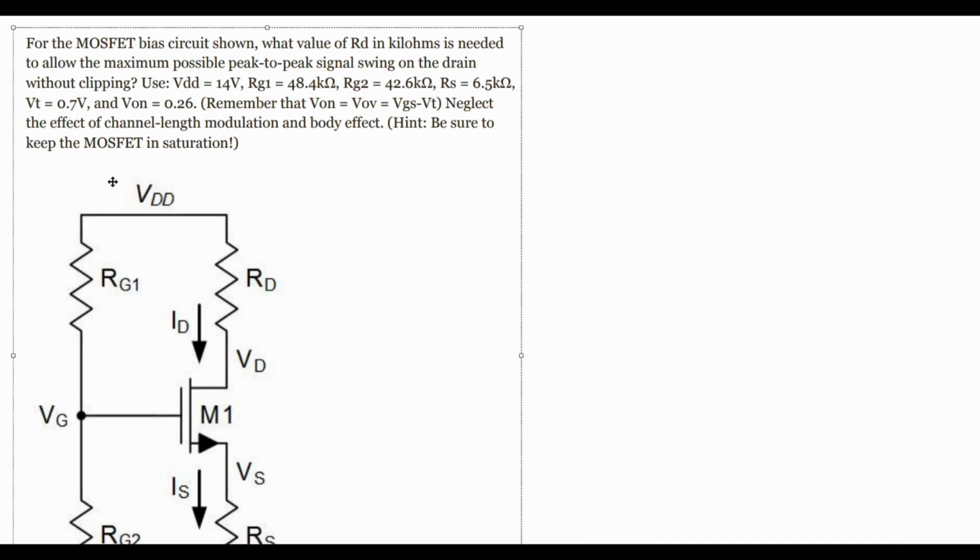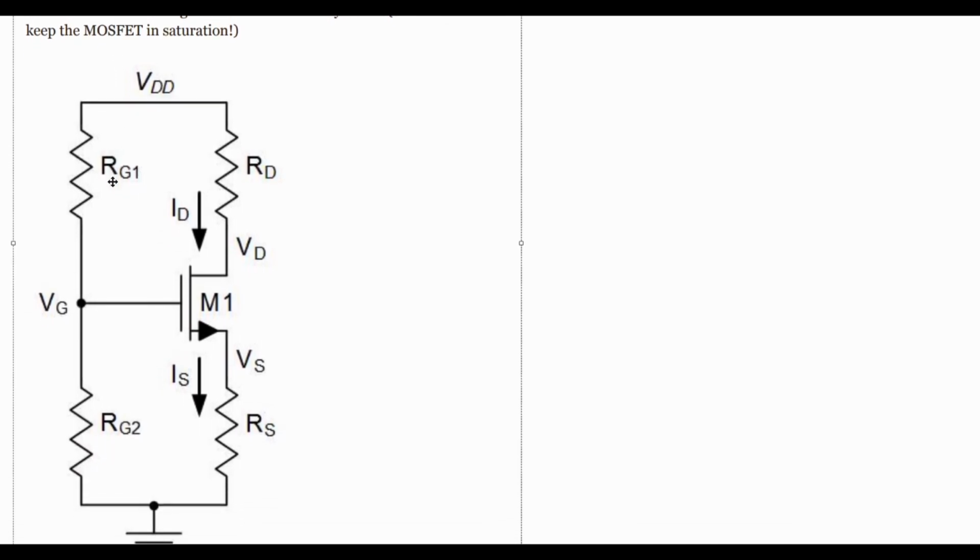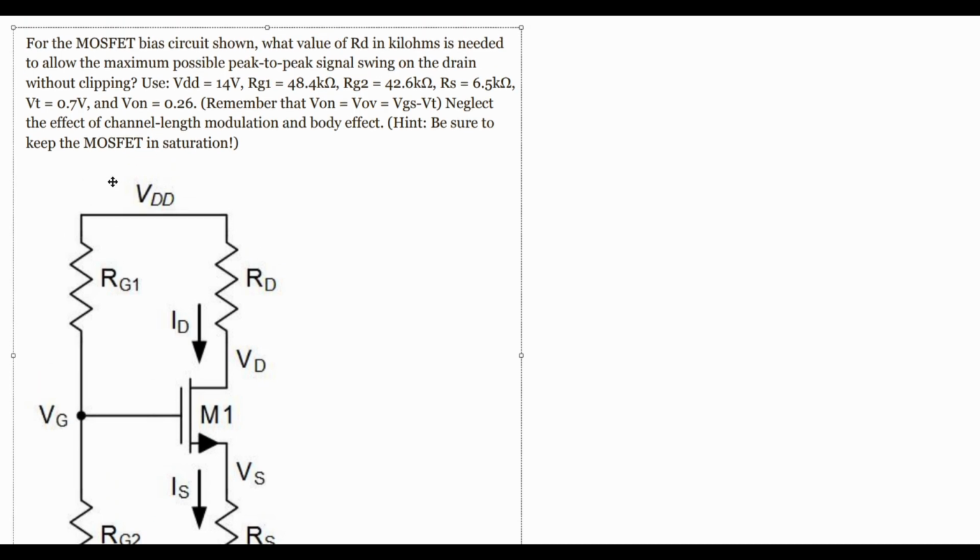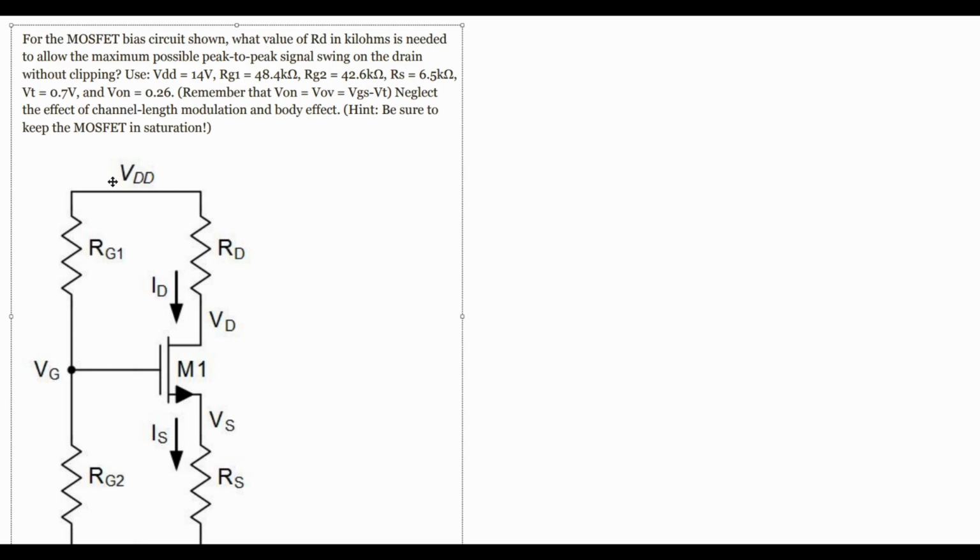the MOSFET bias circuit shown. It's going to look like this. Now, for this circuit, we're asked what value of RD in kiloohms is needed to allow the maximum possible peak-to-peak signal swing on the drain without clipping.